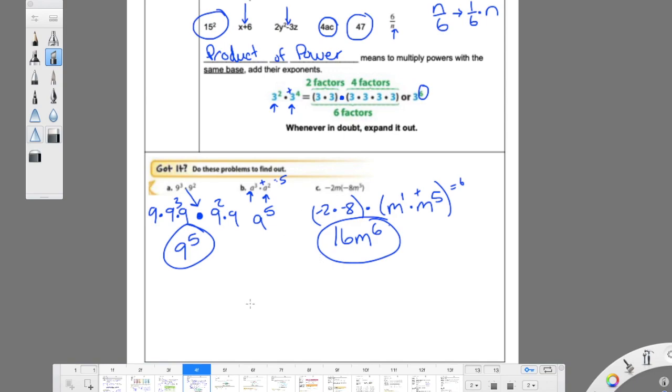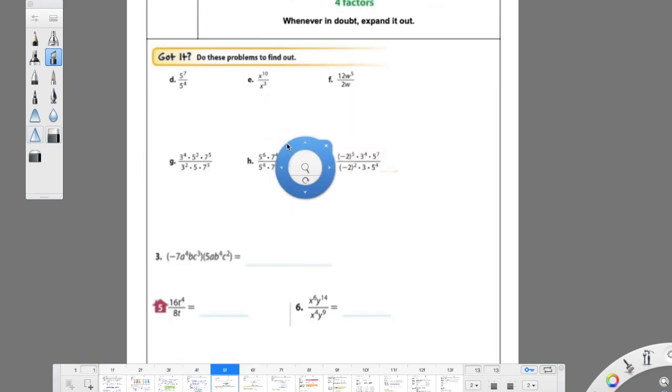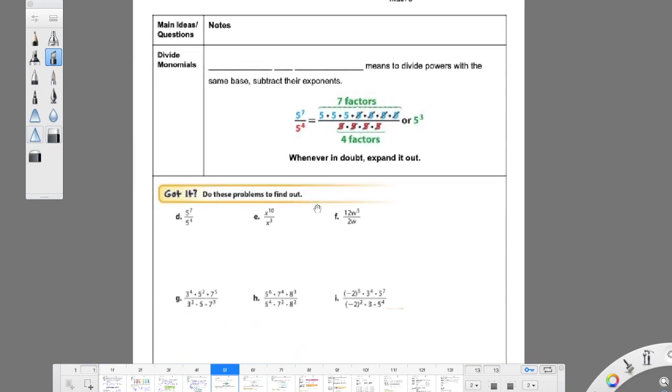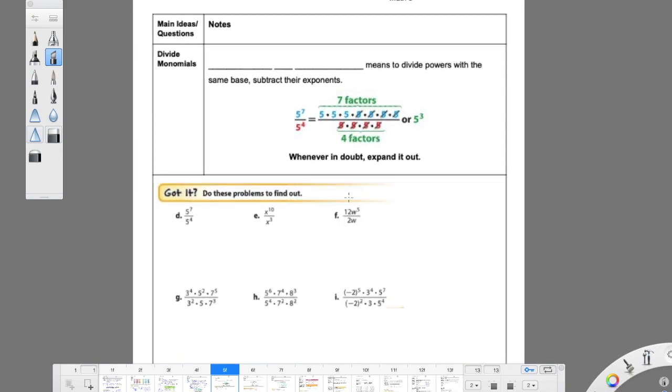All right, let's go to the second page here because this is also, I believe, for section 3. Yes. All right. So the second one, we have blank, blank, blank means to divide powers with the same base and then subtract their exponents is what we do. So in the last one, we were adding the exponents because we were multiplying. So addition, multiplication, they both make the answer or the solution go up. In this case, we're going to divide and subtract. So they both are decreasing.